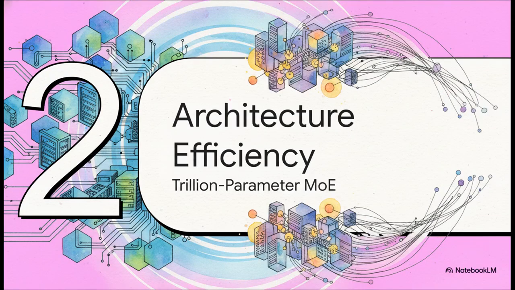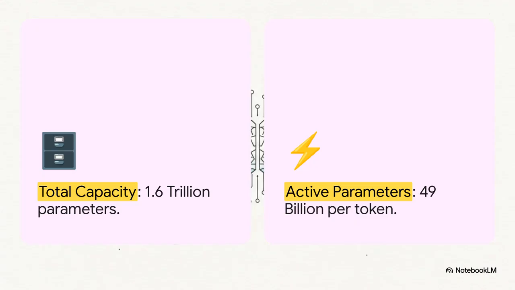Moving right along to Section 2, the architecture of efficiency, we really need to talk about how their mixture of experts design achieves this trillion-parameter scale so incredibly cheaply. And it isn't magic. It's just brilliant, localized efficiency.